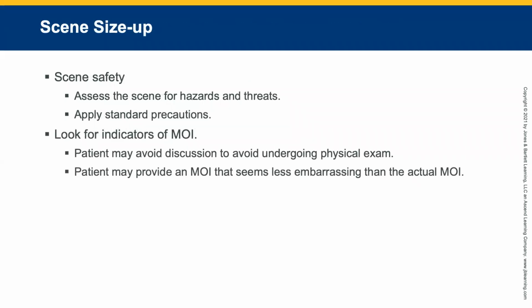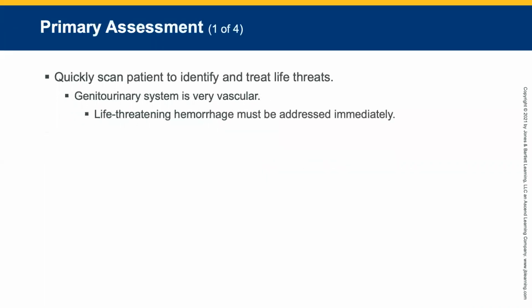Okay, let's talk about this again. Scene size-up. Our number one concern should be hazards to ourselves, our patients, or our partners. Look for indicators of our MOIs. The patient may avoid discussing it to avoid undergoing any type of physical examination. They may be embarrassed. A patient may also provide an MOI that seems less embarrassing than the actual MOI.